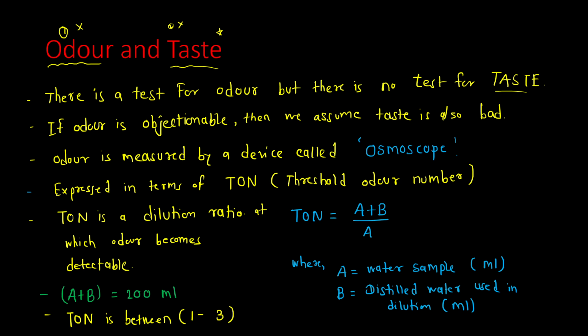That TON is calculated by the formula A plus B by A, where A is the given water sample. That means we have brought a certain water sample, 10 ml, 20 ml, and B will be the distilled water used in dilution. Dilution means we are adding more and more distilled water, diluting the combined mixture. A plus B should be equal to 200 ml, and this TON value should lie between 1 to 3. If it is greater than 3, then we have to reject this water.